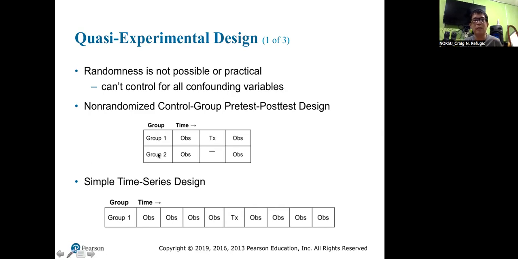So we have group 1 and then group 2. We have observations also. Then we have here treatment and then no treatment for group 2. So we have the experimental group and then we have the control group. And then at the end, you conduct the observations. Then we have the simple time series design.